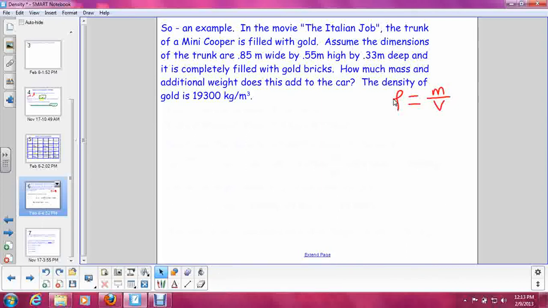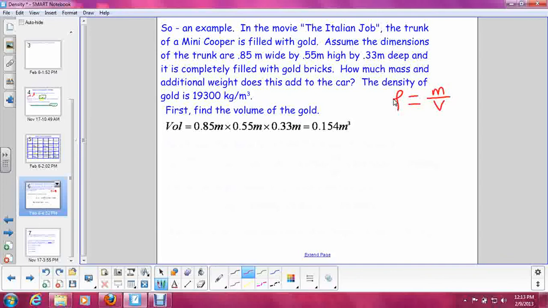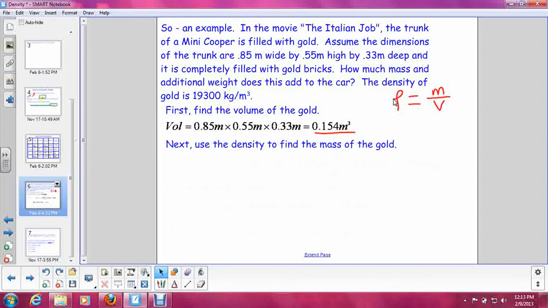So, the first thing we need to do is figure out the volume of this trunk. So, this is a geometry problem. Length times width times height will give us volume. So the volume of this trunk is 0.154 cubic meters. So now we know volume. We also know the density. We know the density of gold is 19,300 kilograms per cubic meter.